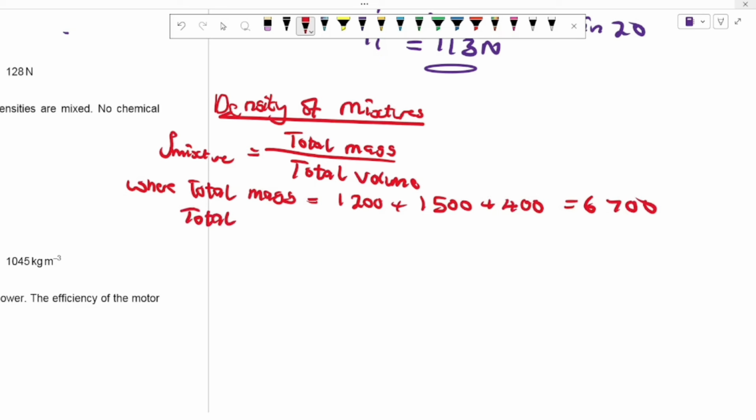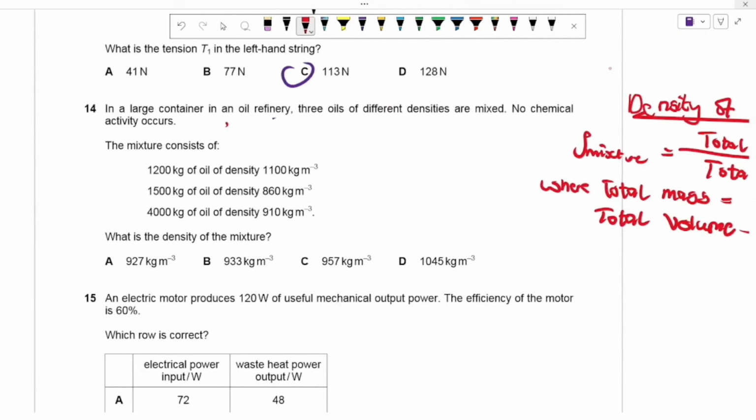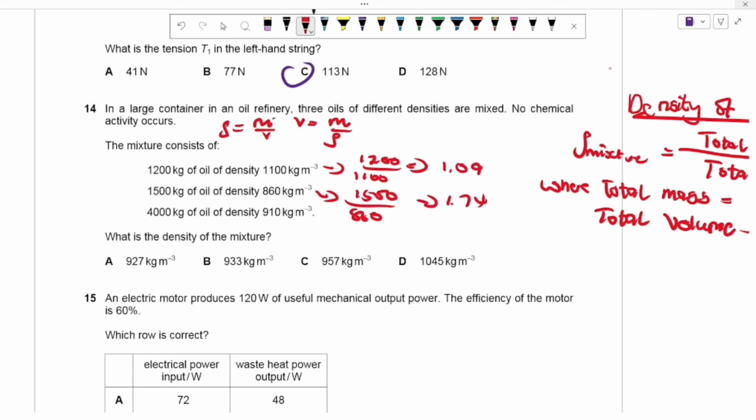And our total volume is going to be equal to, if you go back here, let's start with A. I know that density is basically equal to mass divided by volume. Hence, my volume will be equal to my mass divided by my density. So if I start here, my mass is 1,200 divided by my density of 1,100. That's just going to give me 1.09. If I go here, my mass is 1,500. My density is 860. So that's going to give me 1.74 roughly. If I go here, my mass is 4,000 and my density is 910. So that's just going to give me about 4.396.